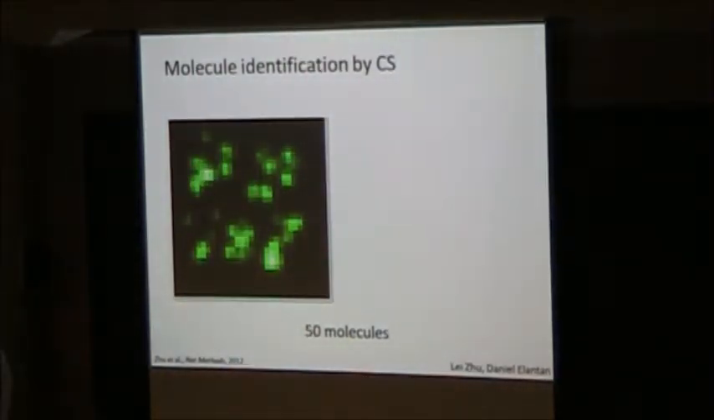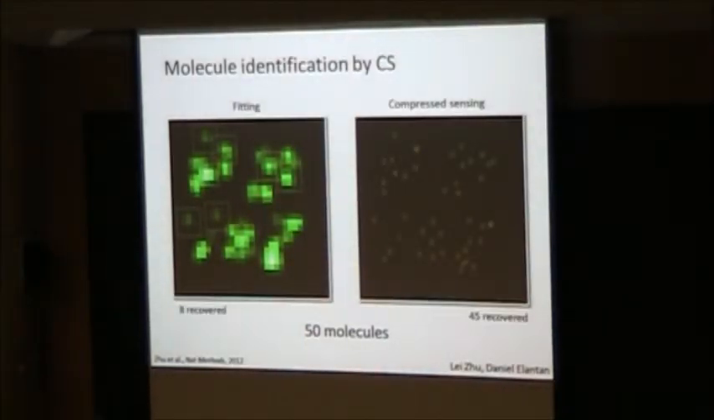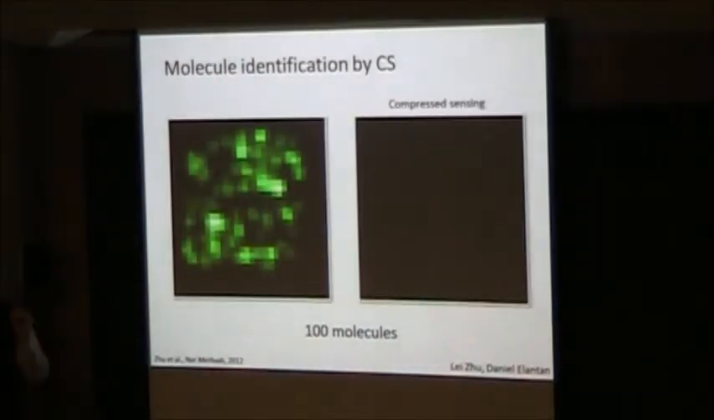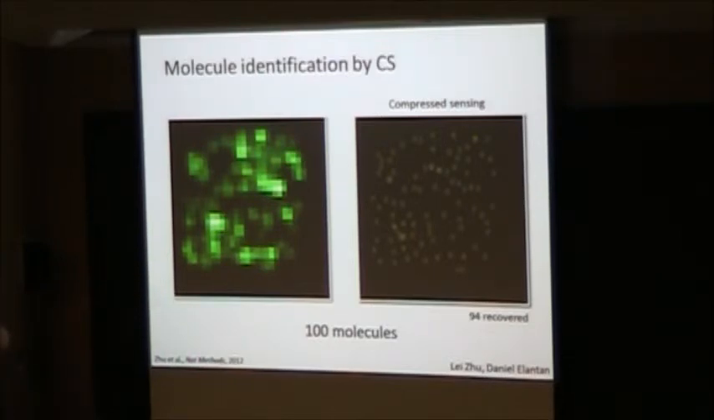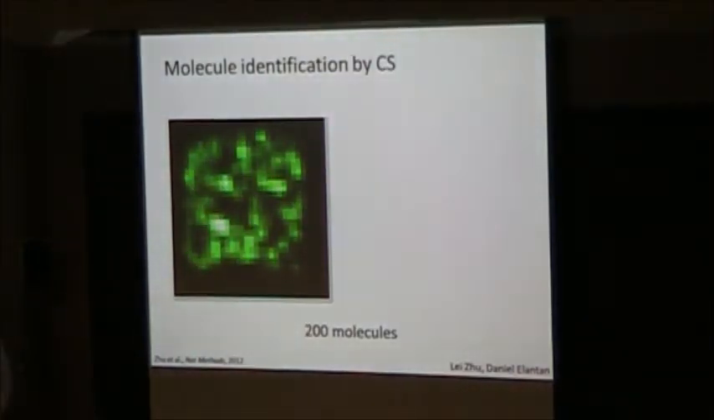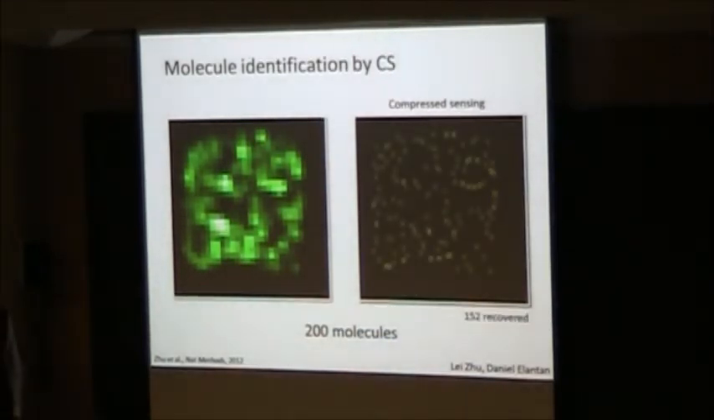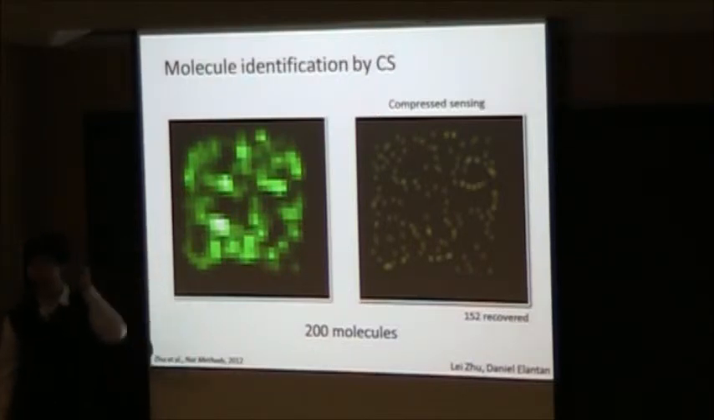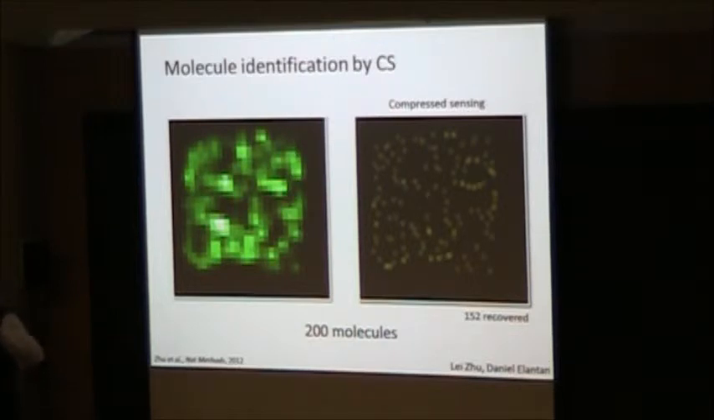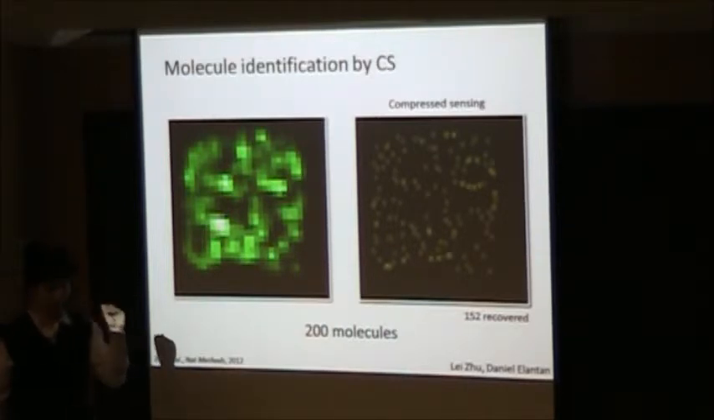And with more molecules, 50 molecules, fitting identifies not so efficiently. Compressed sensing identifies 45, where fitting identifies 8. We have 100 molecules, then I don't need to show fitting. Compressed sensing still identifies 94. And 200 molecules, that's to the extreme. Compressed sensing still identifies 156, even when things are very dense. So these are simulations that account for the photon variation from molecule to molecule, as well as the shot noise, as well as the fluorescence background. We try to match the experimental condition.